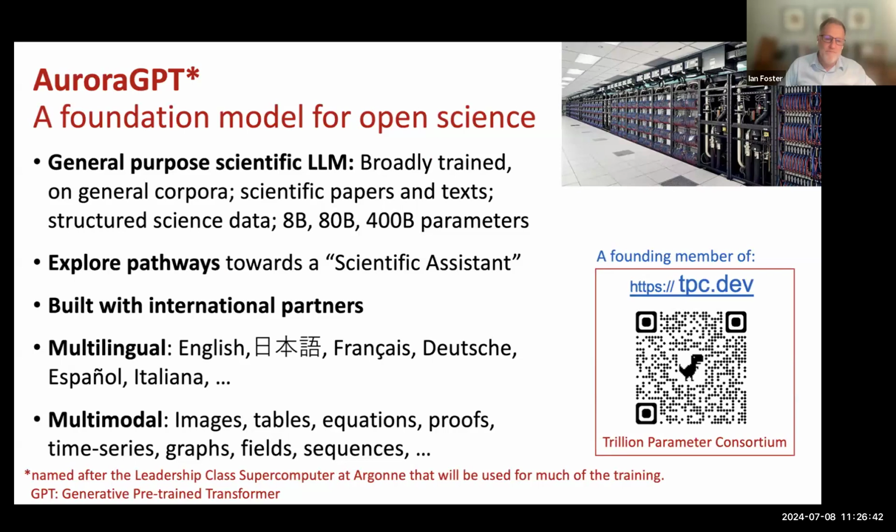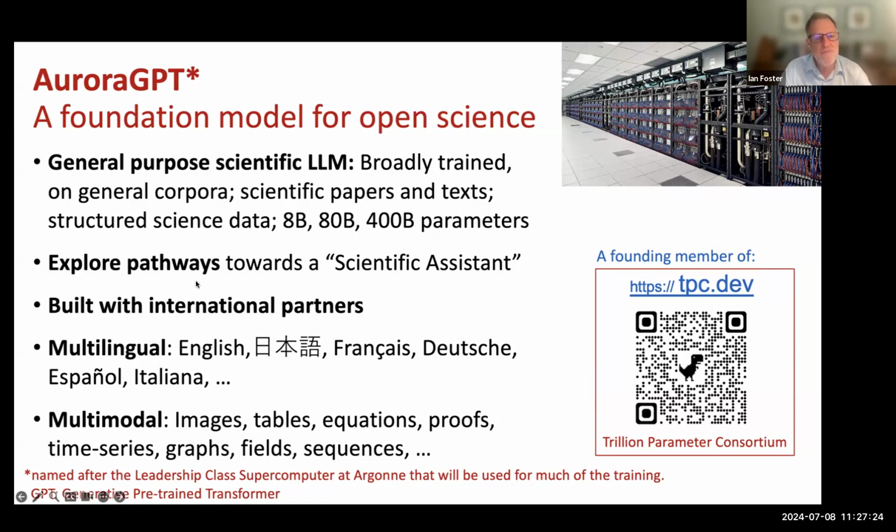We're pushing on in this direction at Argonne with a project called Aurora GPT. Aurora is our computer, of course. GPT is a generative pre-trained transformer, which is the architecture we're using. We're starting with an architecture similar to that of Llama, training on as much scientific text as we can get access to, and increasingly also science data in various structured forms, and then building increasingly large versions of this model. I'll say a bit about how we're doing that in a second.